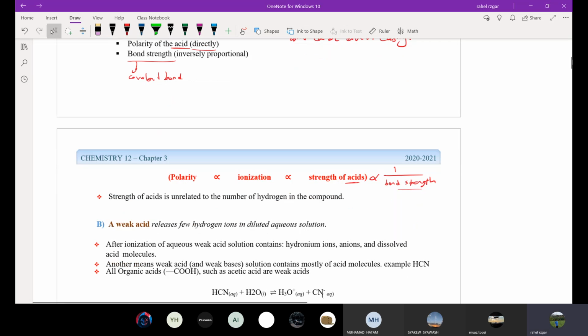Now we have one note left. This note: strength of acid is unrelated to the number of hydrogen in the compound.